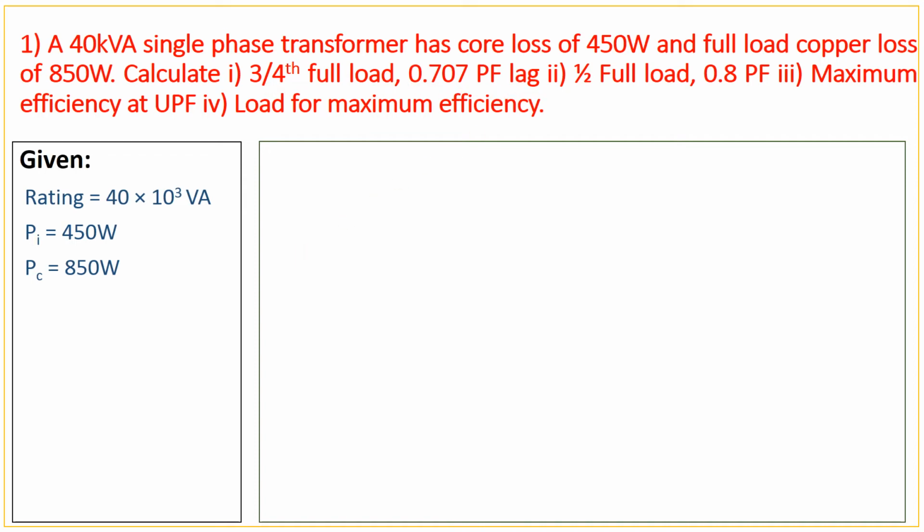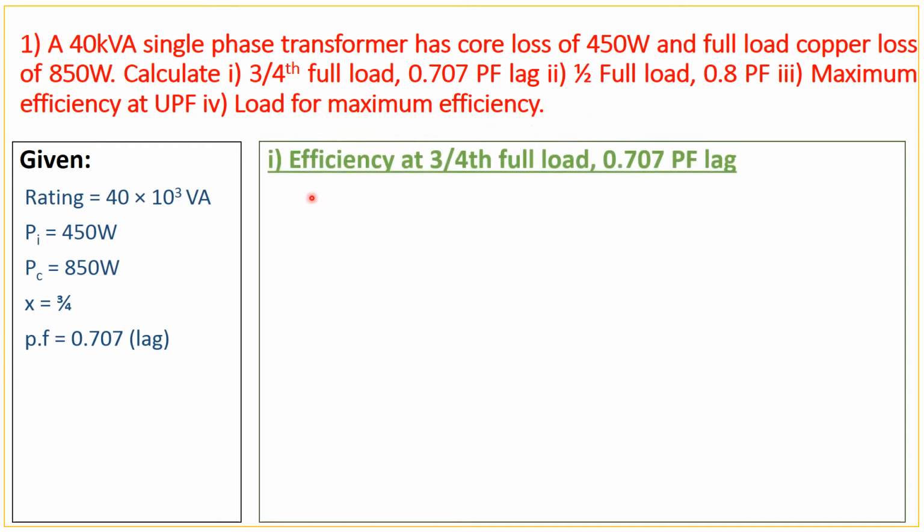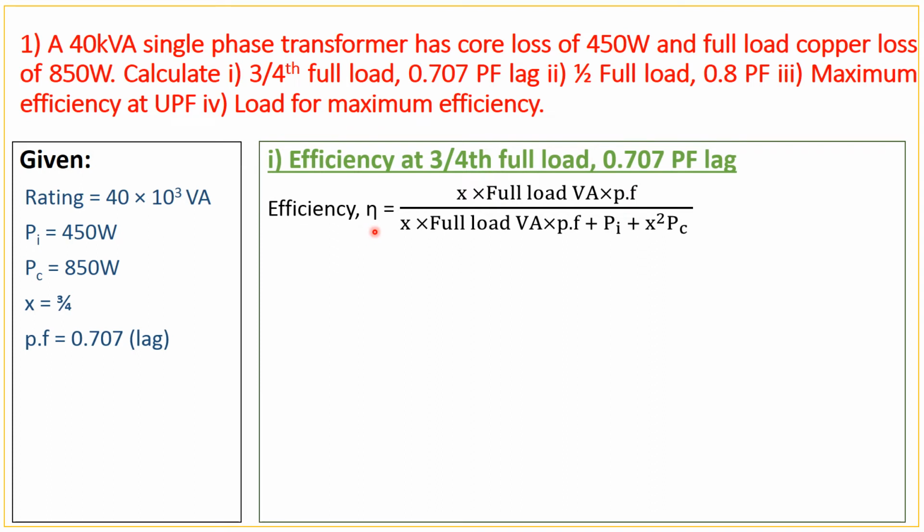We must go for the first condition where x is equal to 3 by 4th full load. Therefore x is equal to 3 by 4 and power factor is 0.707 lagging. So x is given, pf is given. Now let us find efficiency at 3 by 4th full load, 0.707 pf. What is the efficiency formula? We know that efficiency is equal to x into full load VA into pf, divided by x into full load VA into pf plus Pi plus x square PC.